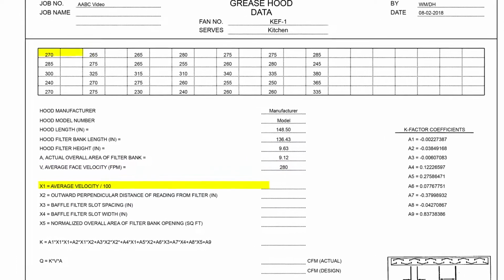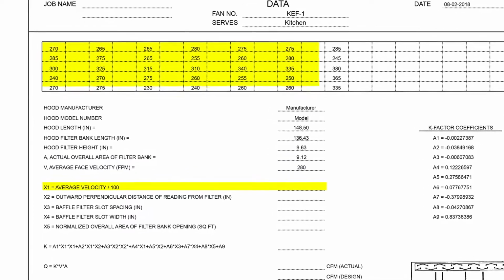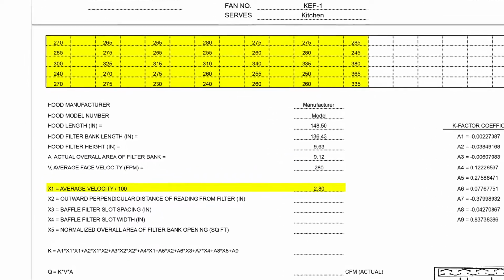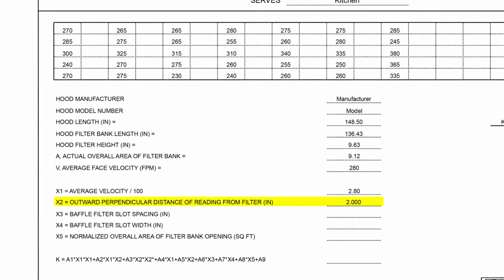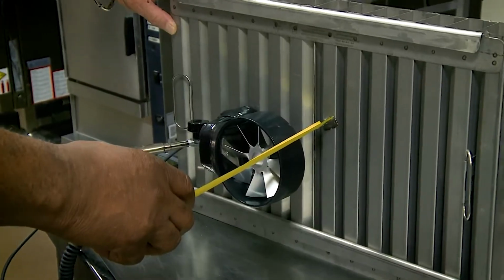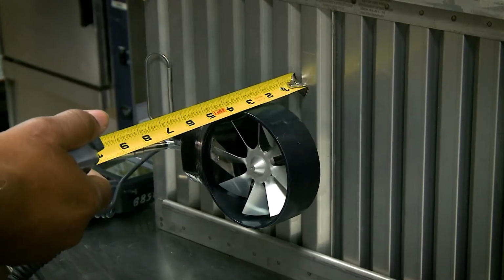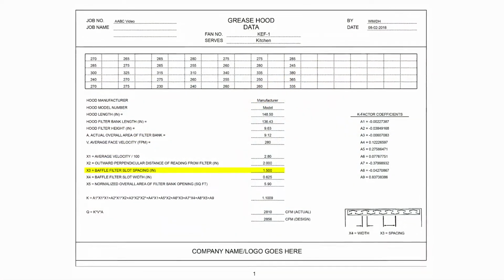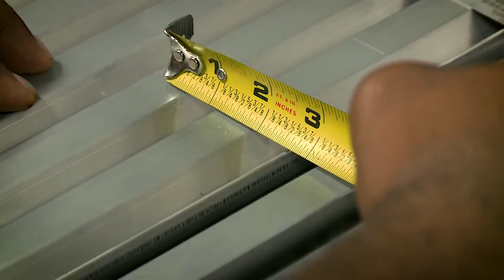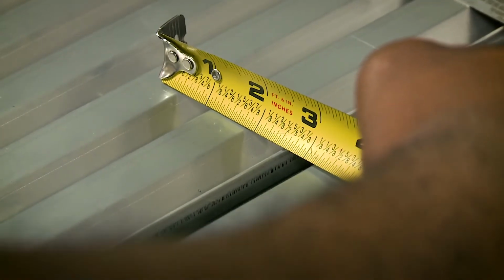x1 equals average velocity divided by 100 will be computed when all the filter readings are taken. x2 equals outward perpendicular distance, which is the distance the anemometer head is placed from the coil. x3 equals baffle filter slot spacing, which is the distance between baffles taken at their center line.